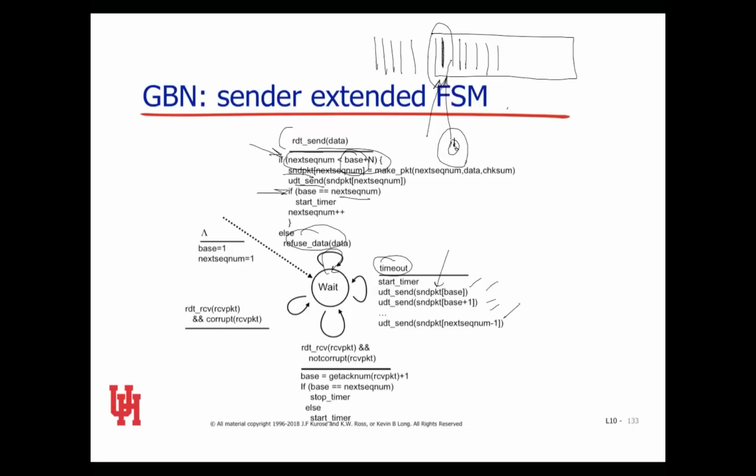If you receive a packet and it's not corrupted and things look great for you as a sender, then you get to increase your base. This is when you get an acknowledgement back. You're going to increase your base by 1. You're going to slide the window over, and if the base is at the next sequence number, then you can stop the timer.